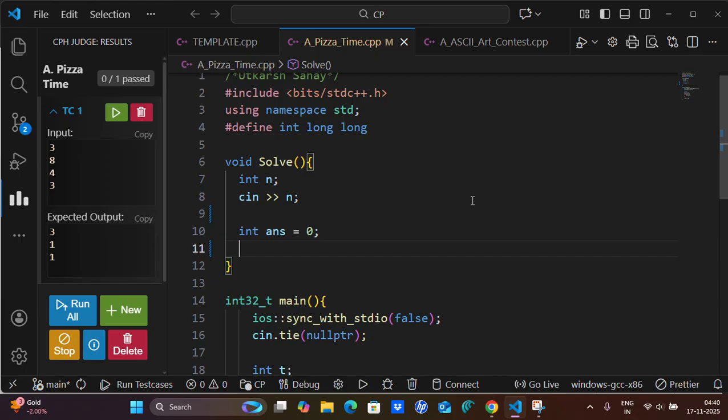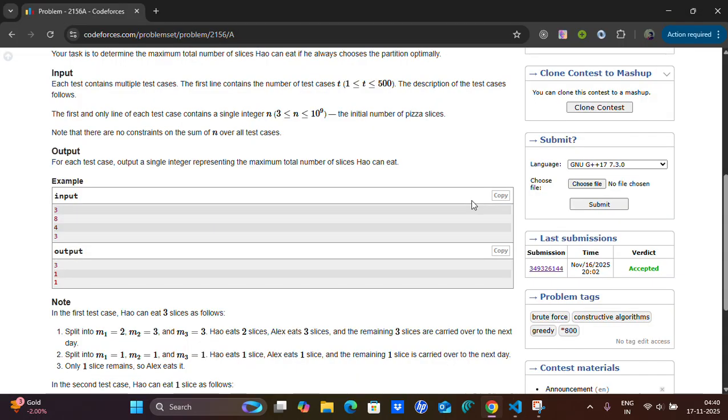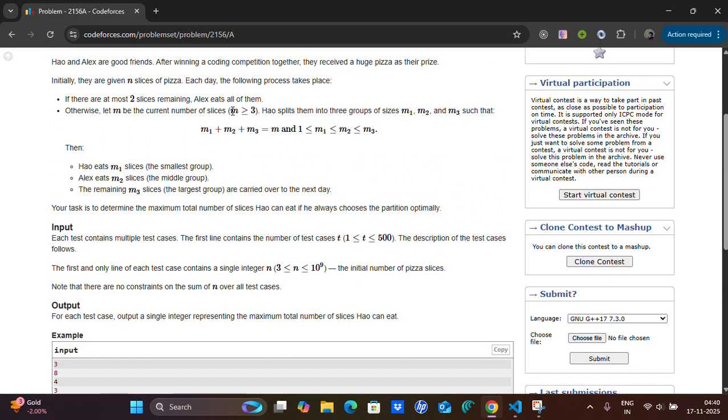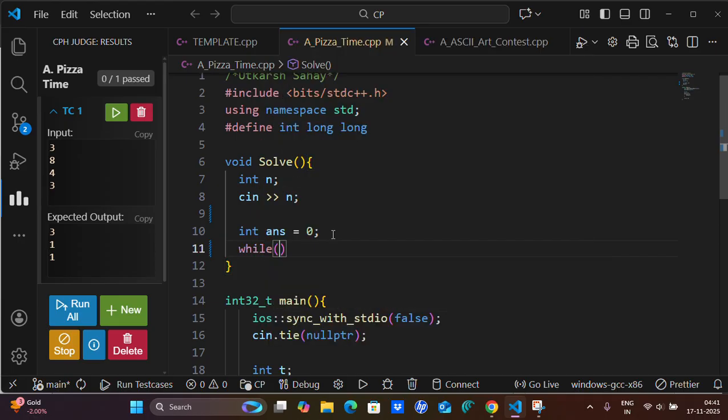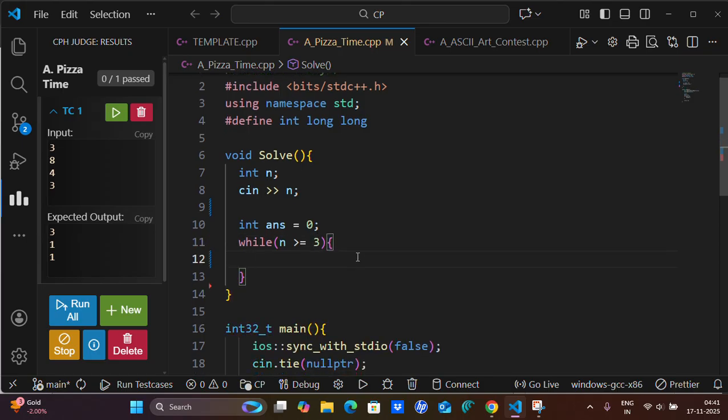So what I said, I have to divide the n number of pizza slices into 3 groups, and I have to keep on doing this until the number of pizza slices is greater than or equal to 3. You can clearly see here, because if m is less than or equal to 2, it means that it won't be contributing to my answer. How will not eat that? Alex eats all of them. So I have to keep on checking until my n is greater than or equal to 3. So I can write a while loop as n is greater than or equal to 3, right?